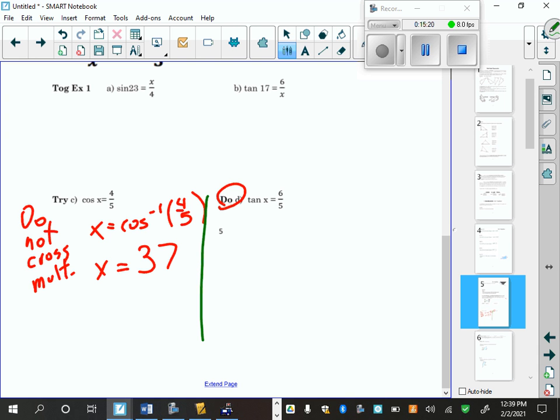Think of our textbooks. Okay, this one, you cross multiply or inverse tan? Inverse tan. Anytime it's tan x, inverse tan. Cos x, inverse cos. Sine x, inverse sine. Everything else is cross multiply. For a week anyway. So this is inverse tan.